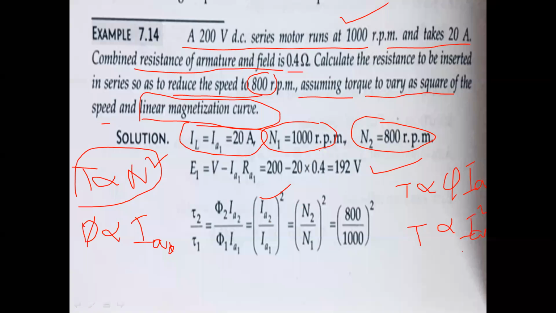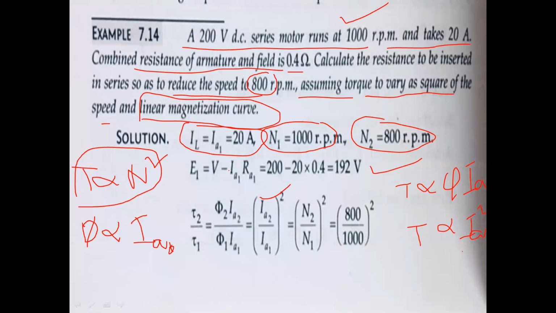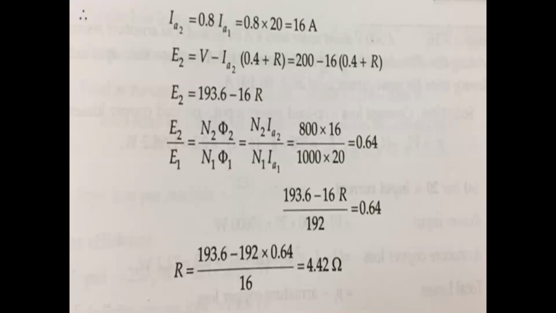Torque varies as the square of the speed. So that means another condition, torque is proportional to speed square. Therefore, current square equals speed square. Reference speed is 800 RPM, initial speed is 1000 RPM. So the ratio is 800 by 1000. Therefore IA2 equals 0.8 into IA1, which is 16 amperes.